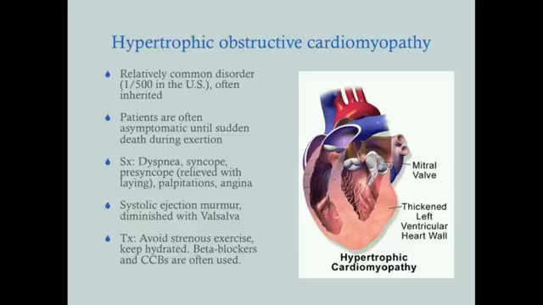The treatment is to avoid strenuous exercise, reduce the demand on the heart, and to keep hydrated. You want to keep hydrated because volume depletion will increase the pressure gradient across the left ventricular outflow tract. The treatment for hypertrophic obstructive cardiomyopathy, alongside avoiding strenuous activity and remaining hydrated, is beta blockers. So something like Inderal, which will manage the angina and the dyspnea. Calcium channel blockers are also often used, but they're second-line agents and typically used for patients who are refractory to beta blockers.